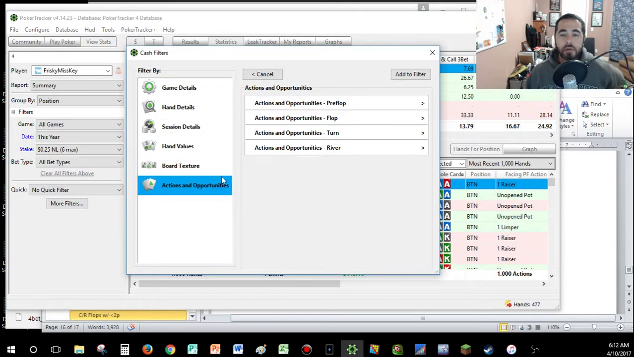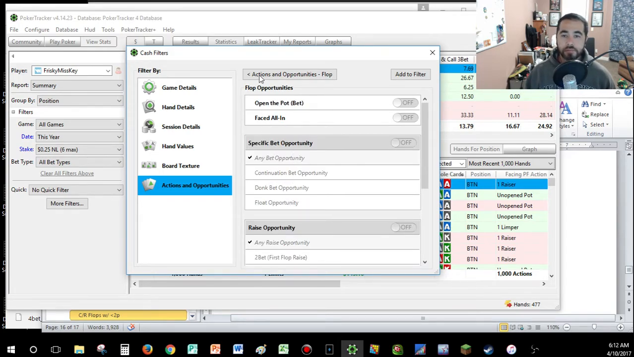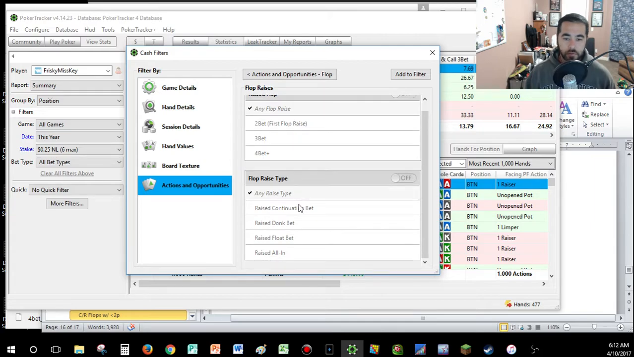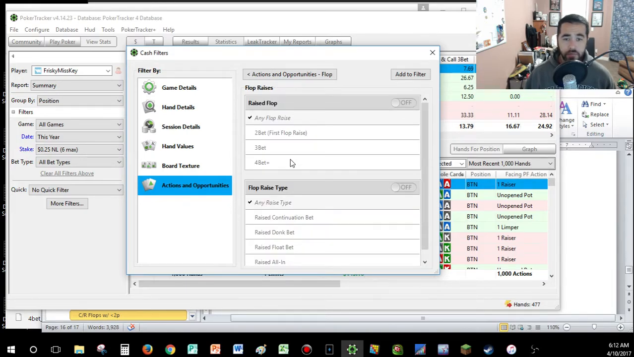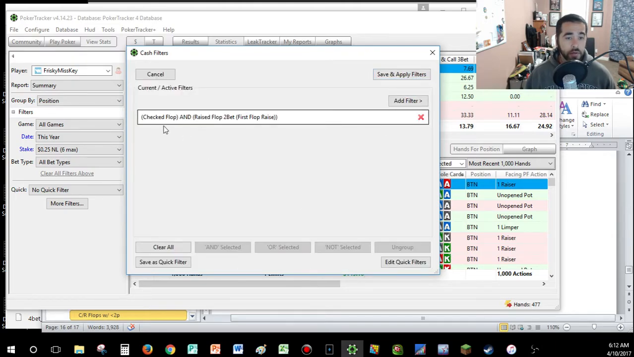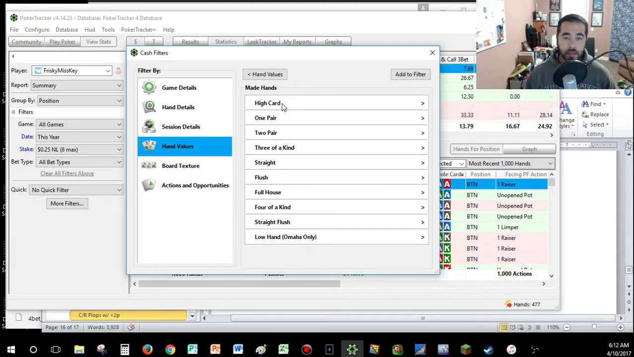More filters. So action opportunities on the flop. So this is where I check raised the flop. So first you got to check the flop, right? And then flop raises, put a 2-bet out there. So you check and then you raised on the flop. Checked flop and raised. Great. That's right there. Oh, less than 2 pair was the other part to it. So made hands.